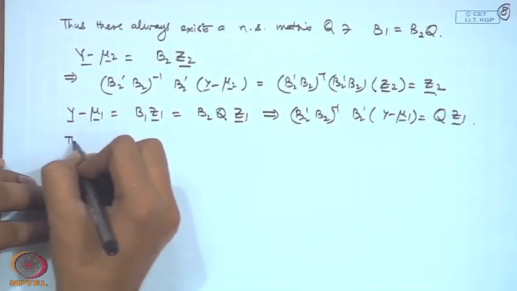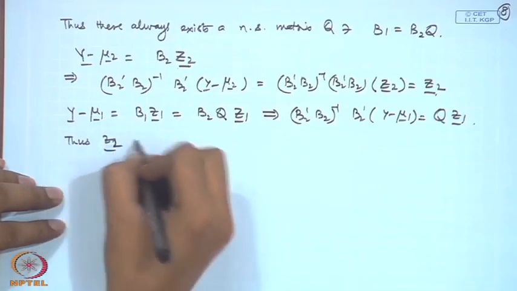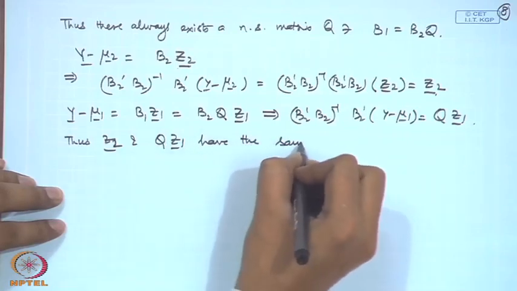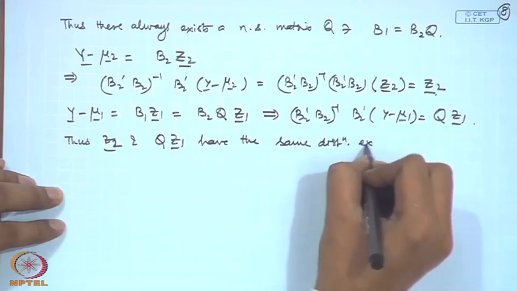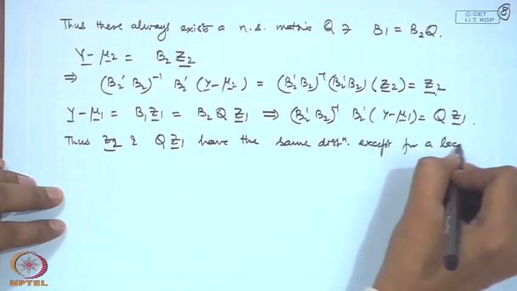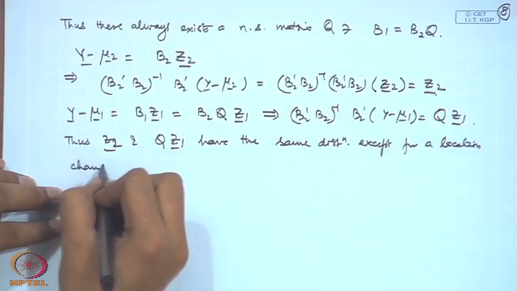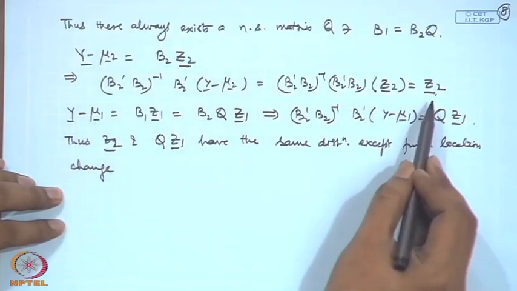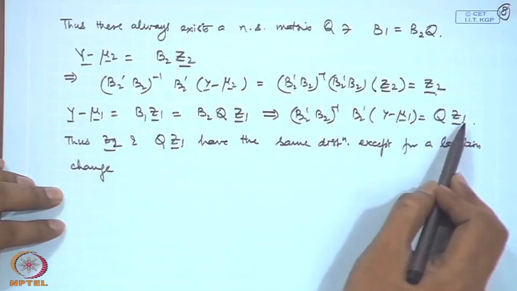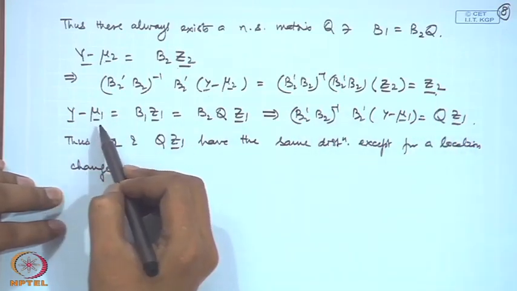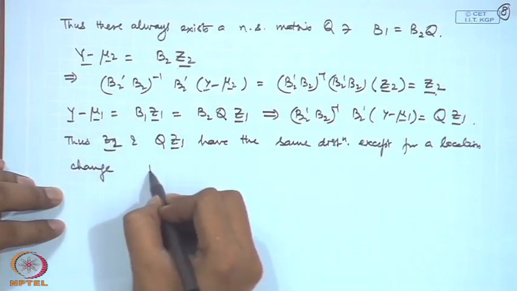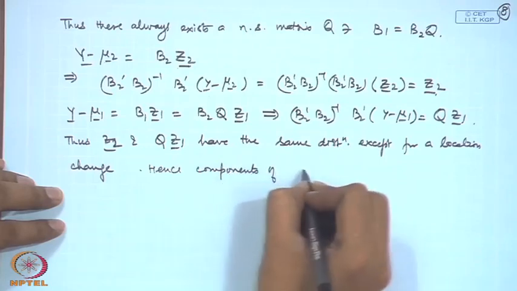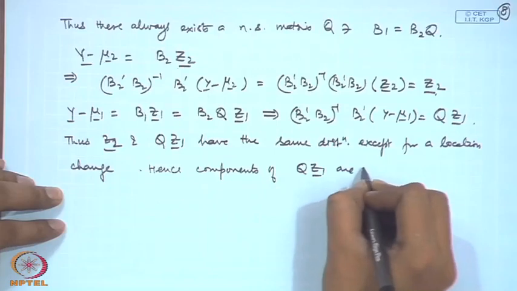So, what we are getting is that Z2 and Q Z1 have the same distribution except for a location change, because both I am able to represent in terms of, see, this is y minus mu 2. So, mu 2 is the translation here, and here I am getting Q Z1, that is y minus mu 1 here. So, the components of Q Z1 are independent.